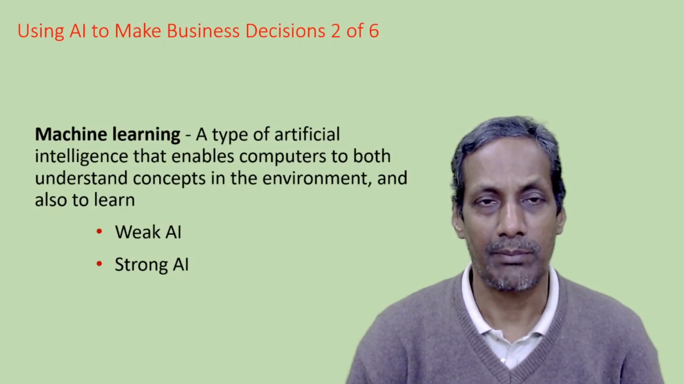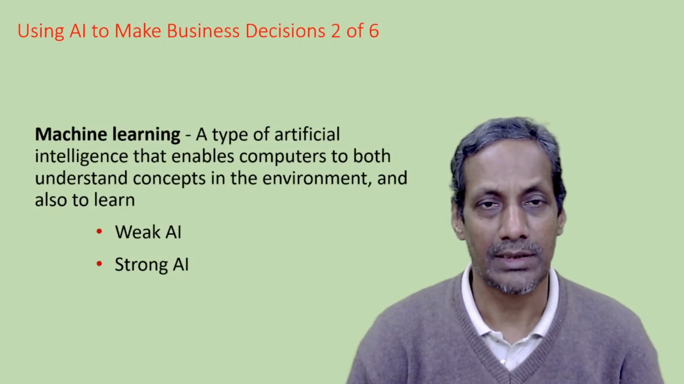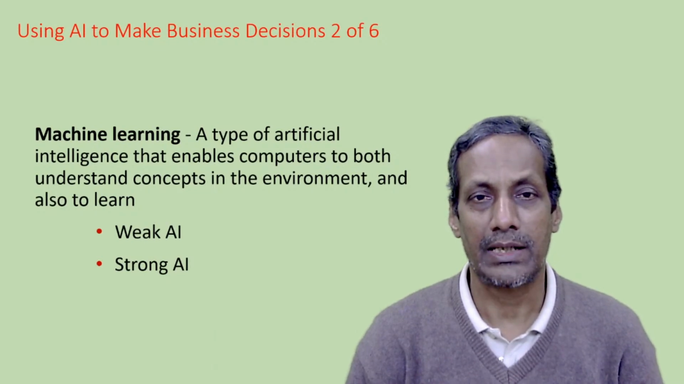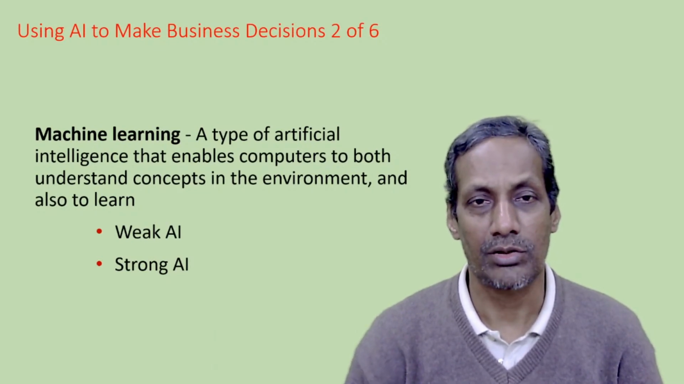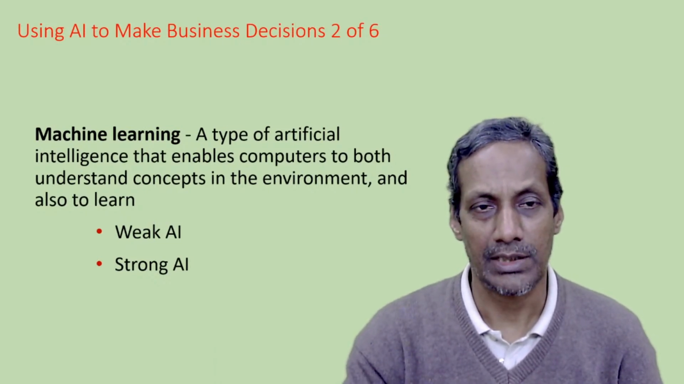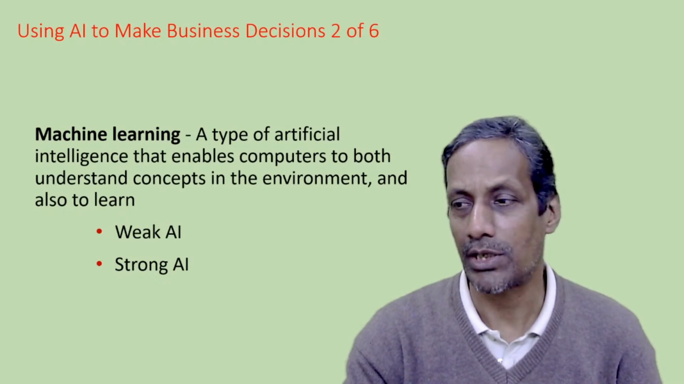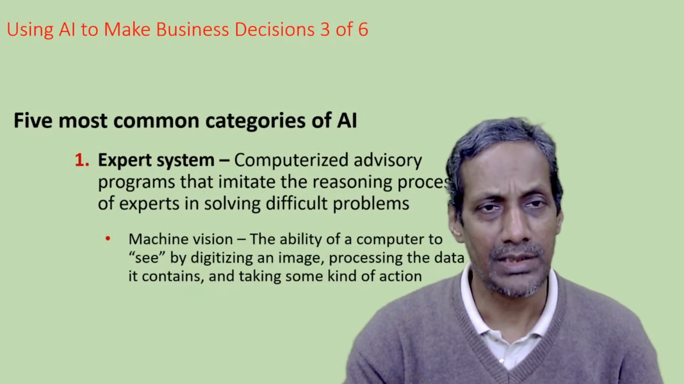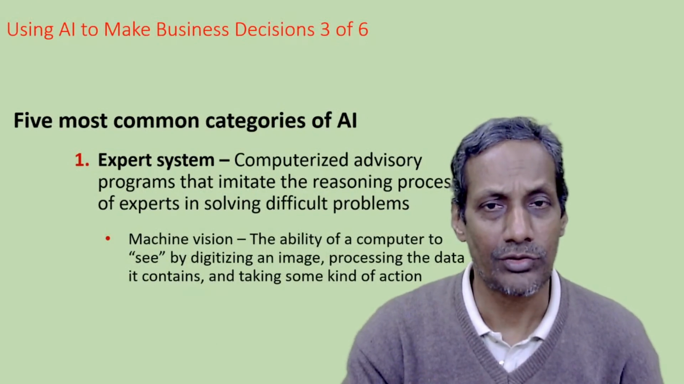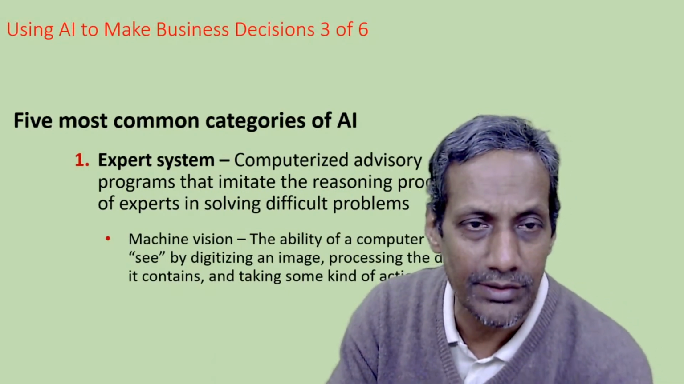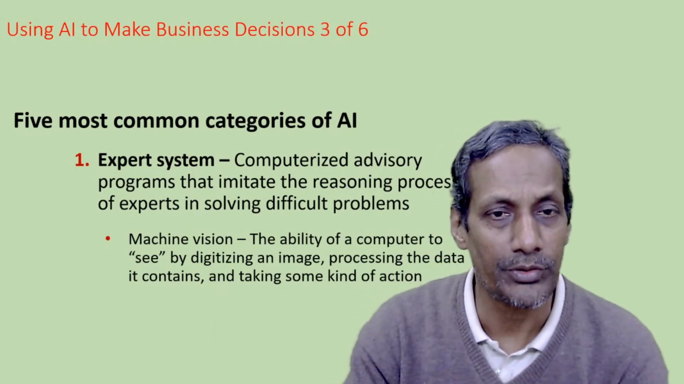But today, computers can also take a decision for the managers. Machine learning is a set of algorithms that enables computers to both understand concepts in the environment and also to learn. So you can have two types of artificial intelligence: weak artificial intelligence and strong artificial intelligence. Apart from artificial intelligence, expert systems are also utilized in order to generate a decision for managers using machines or using computers.